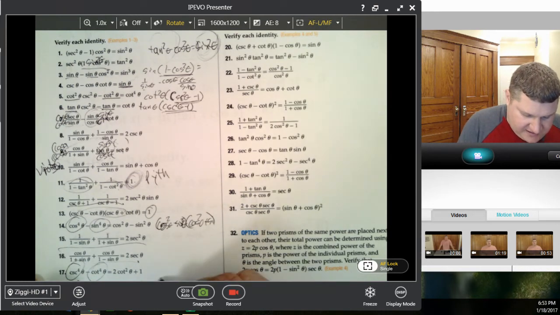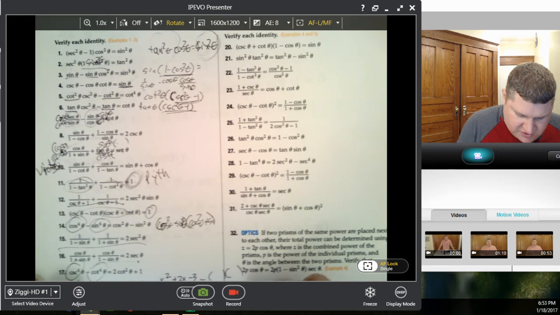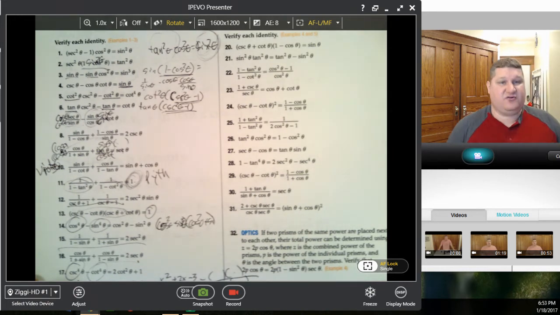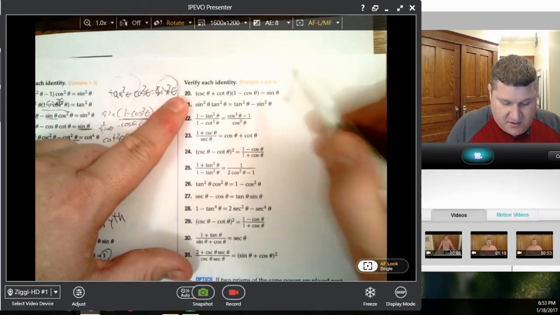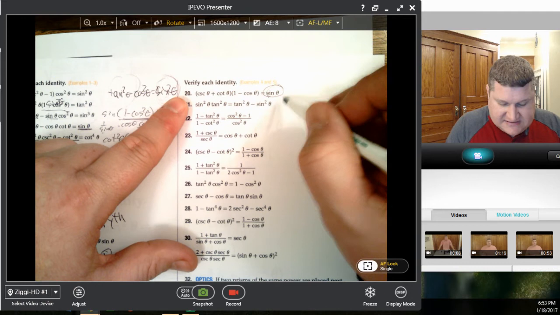Here, if I gave you this, x squared plus 2x minus 3 over x squared minus 1, how would you factor it using straight up x's and now do it with cosines and secants? Let's go over here. Number 20, I know I need sine.